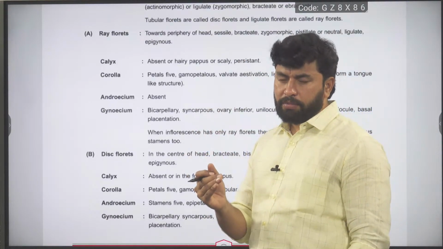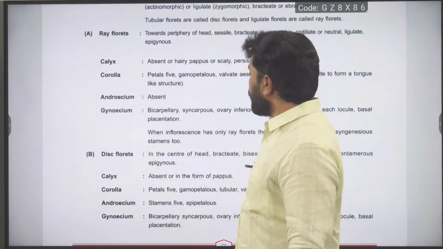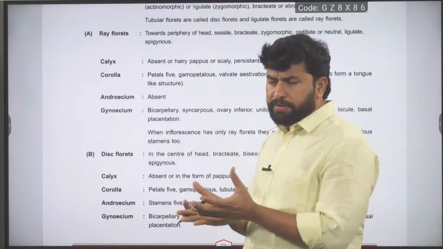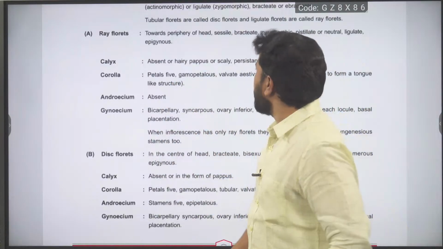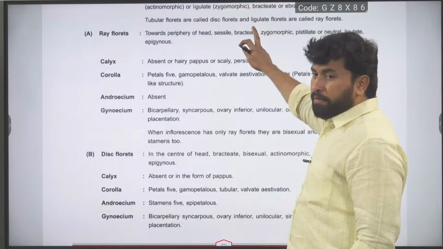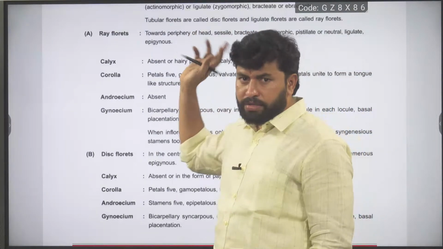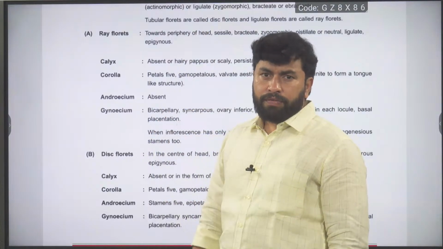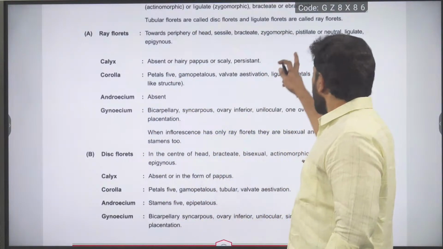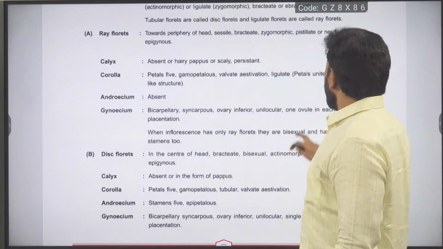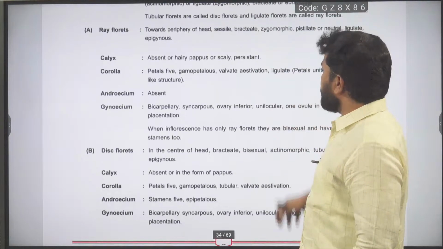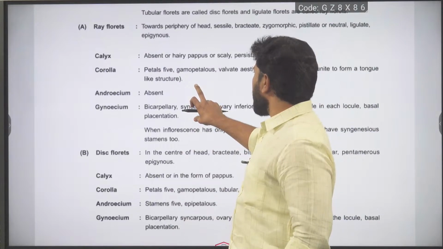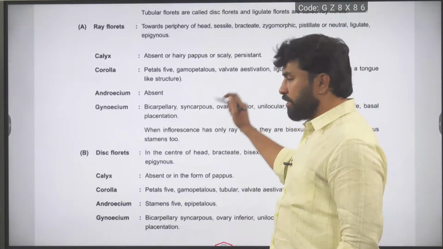Ray florets are present towards the periphery. They have one petal, or all the petals will be fused and appear tongue-shaped. Zygomorphic, important. One time we have seen zygomorphic flowers in case of Fabaceae members. Next time only we are watching here. Pistillate, neutral, ligulate, epigynous. No need for all those terms. Calyx: absent, or hairy pappus, or scaly. Underline the word persistent.